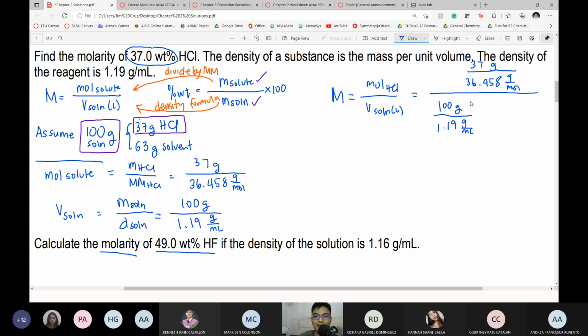Okay? So, this part of the equation is the mole of HCl. This is the volume of the solution. Okay, what's missing? What do you think is missing in this equation? What could be the reason why I left a space here? Anyone who can point it out? What's missing in the equation?